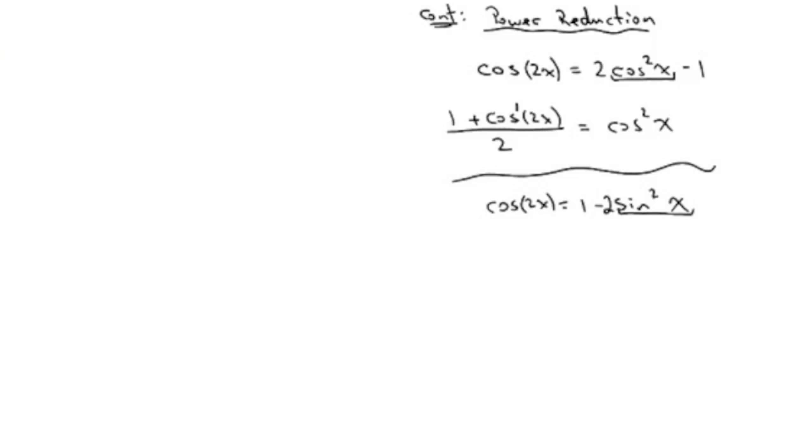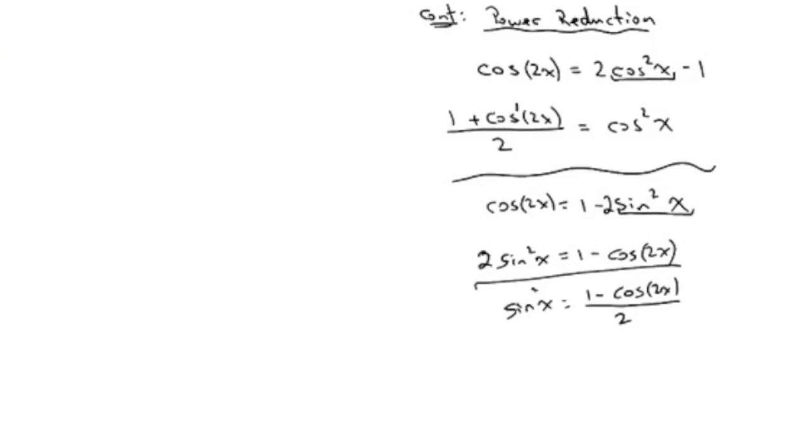I would take this piece that's negative, drag it to the other side, and it becomes positive. Take this piece and drag it over here and make it negative. So it becomes 2 sine squared x equals 1 minus cosine of 2x. And then sine squared x equals 1 minus cosine 2x over 2. So the formulas are very similar. It's just the sine version has a minus, the cosine version has a plus. So these are the power reduction formulas.